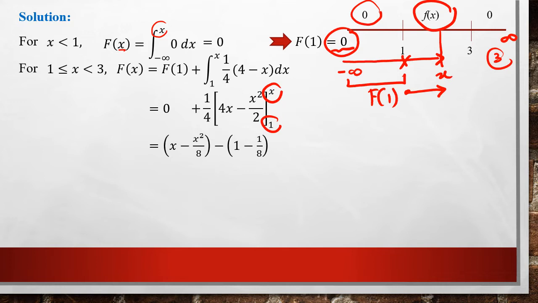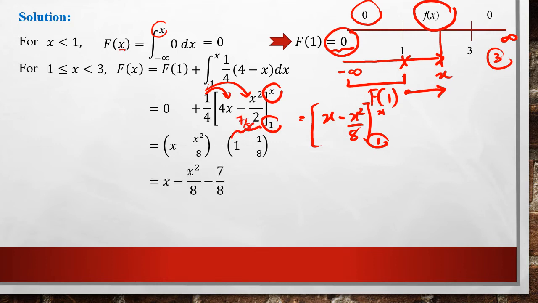The 1 over 4 we can bring in, or you can just put it in later. If we bring it in, what do we have? It will be 4x over 4, which is x, minus x squared over 8, from 1 to x. Substituting the upper limit, we get x minus x squared over 8, and then substituting 1 into the function, we get 1 minus 1 over 8. So 1 minus 1 over 8 is equivalent to 7 over 8. So the function will be x minus x squared over 8 minus 7 over 8. Okay, so we have found capital F of x for the interval 1 to 3.